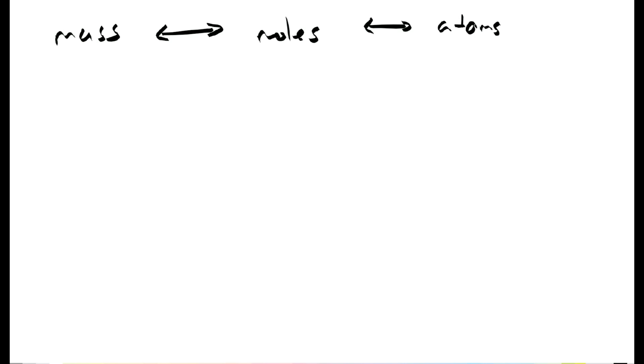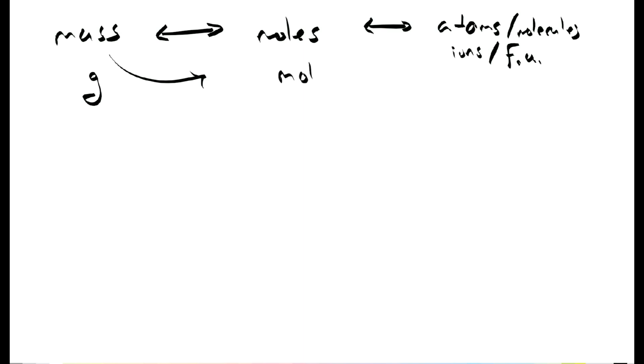It's important that you be able to get between mass and moles and atoms, molecules, ions, formula units, whatever, okay? So here's how you do that. Going from mass to moles, you have grams on this side and moles on this side, and you have the molar mass in the middle.